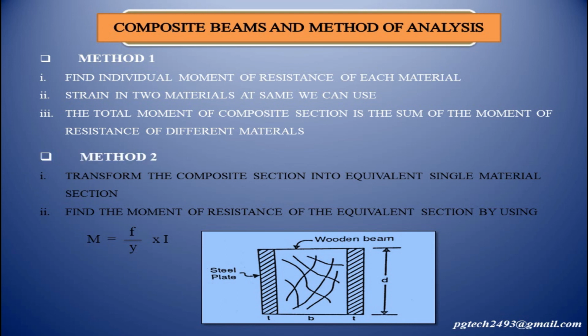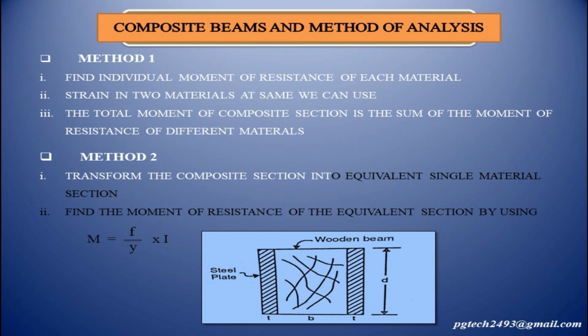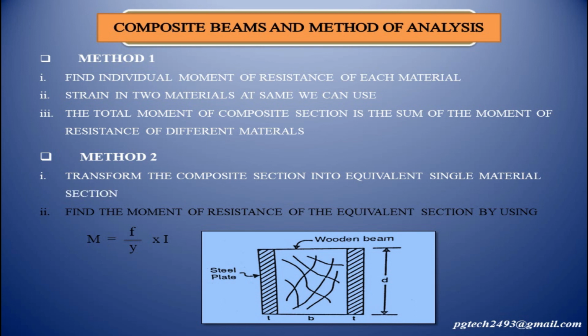Method 2: transform the composite section into an equivalent single material section. For this, if m is equal to E1 by E2, then material 1 can be transformed into material 2 by multiplying the dimensions of material 1 parallel to the neutral axis by m. Alternatively, material 2 may be transformed into material 1 by dividing the dimensions of material 2 parallel to the neutral axis by m.